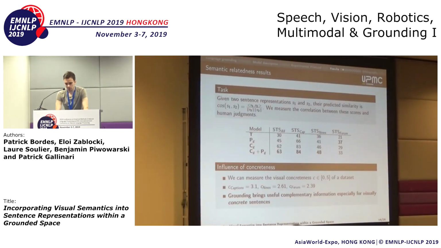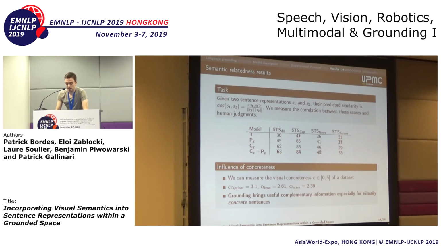For the results, first we analyzed the impact of visual grounding on textual representation. So we compared our multimodal model with the textual baseline. First experiment, semantic relatedness. The goal is to align the cosine similarity of two sentences with human judgments. So we have a dataset of pairs of sentences with human annotators saying if the sentences are entailed or not.